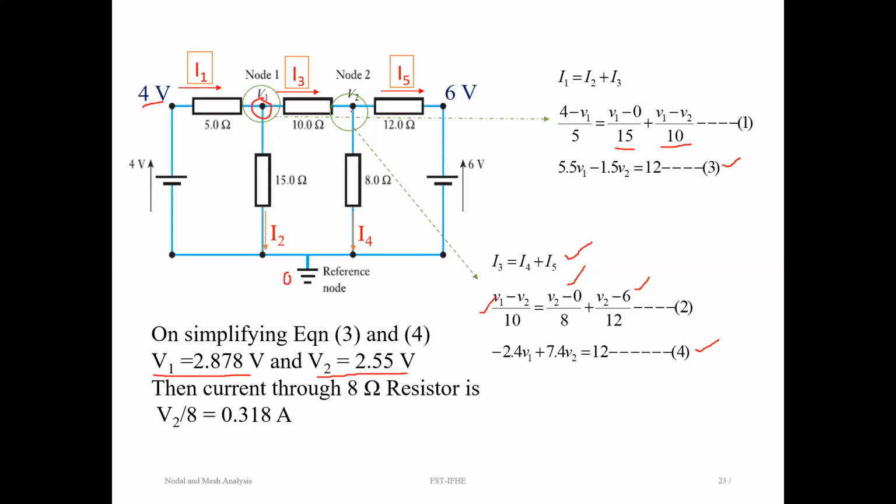So once you know V1 and V2, you can find the current through any branch. However, he has asked to find the current through the 8 ohm resistance. The current through the 8 ohm resistance is I4, that is V2 minus 0 by 8, 0.318 amperes. Apart from that, if you want to find I1 or the current through 5 ohms, it will be 4 minus V1 by 5, that is 4 minus 2.878 by 5. If at all he asks what is the voltage across 12 ohms, the voltage across 12 ohms means V2 minus 6. The current through 12 ohms will be V2 minus 6 by 12 ohms.